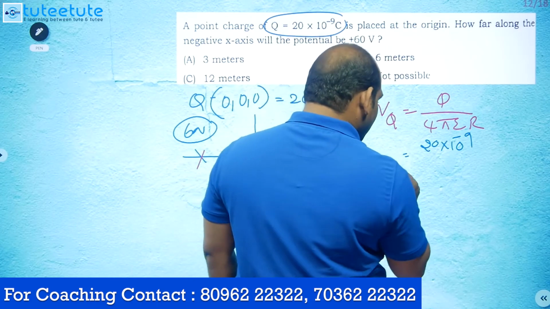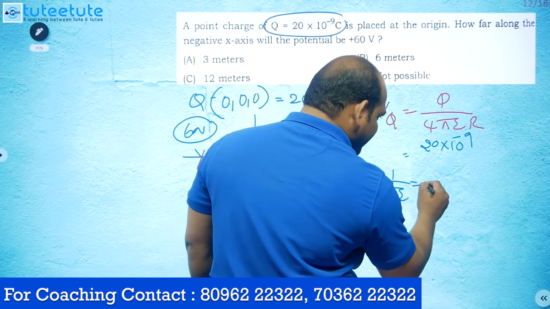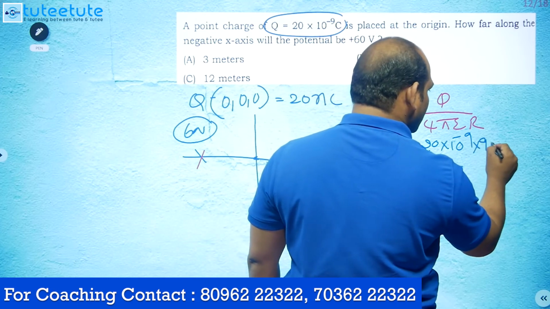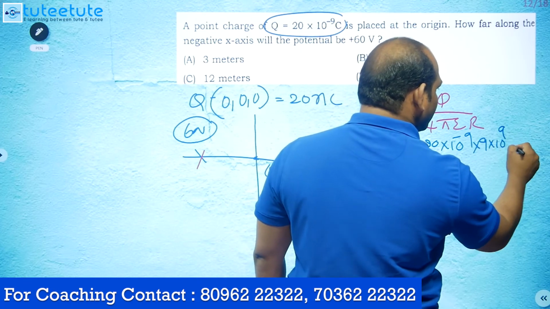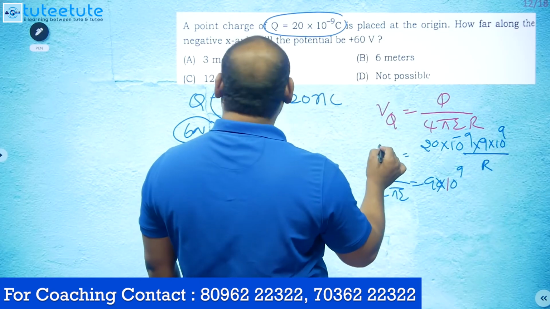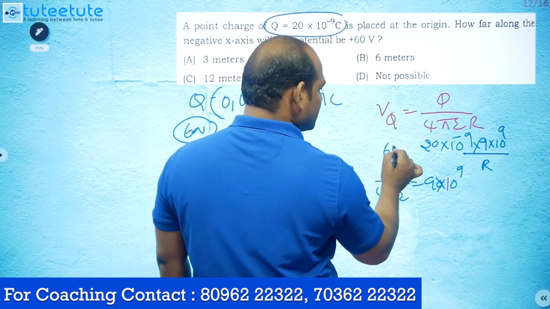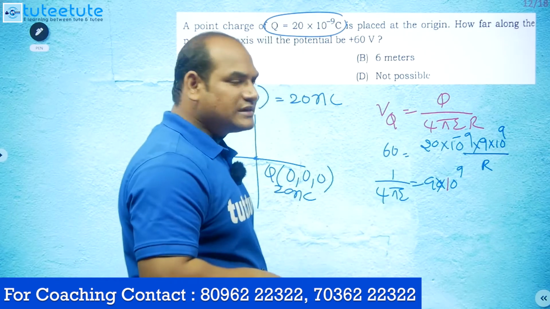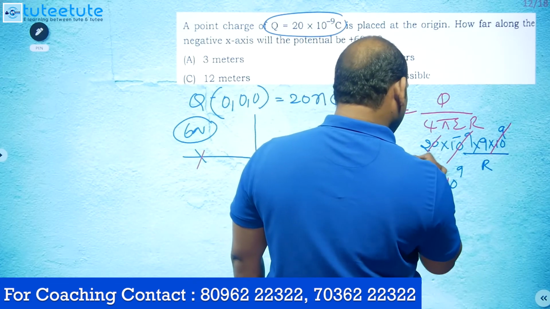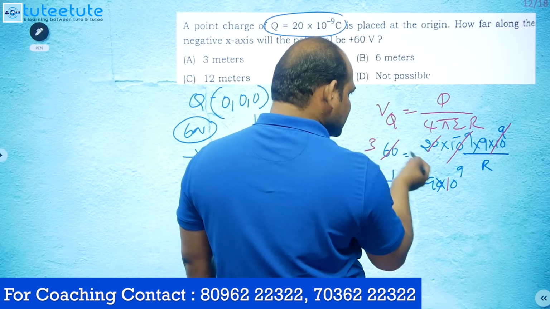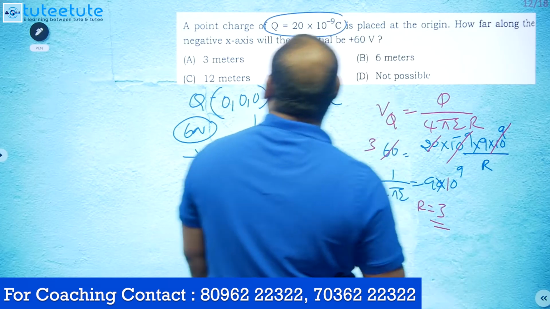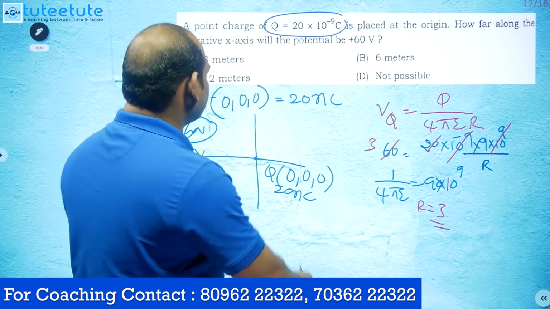Okay, and 1 by 4 pi epsilon we can take as 9 into 10 power 9. So that one I am writing here, 9 into 10 power 9, and we have to calculate the distance r. And here the potential they have given as 60. So here the unknown thing is the distance only, that is what we can calculate. 10 power plus 9 and 10 power minus 9 will be cancelled, and here 2 into 3 is 6, equal to 60. So 3r is equal to, we can get 9 by 3, that is 3. Okay, 3 meters. So in this manner we can calculate.